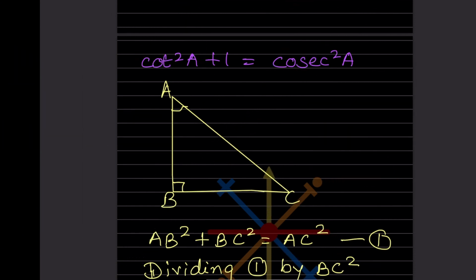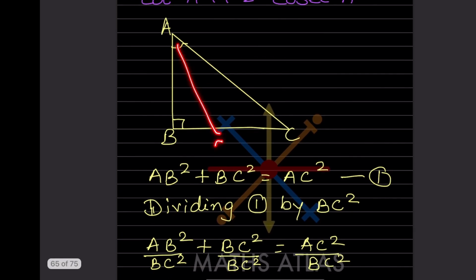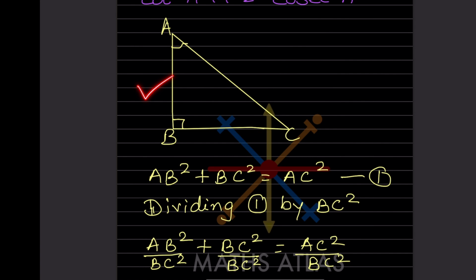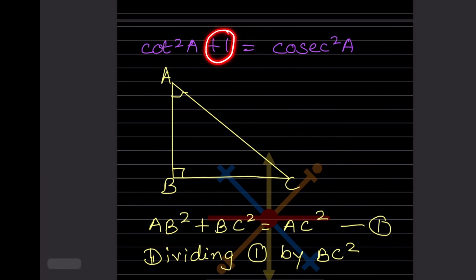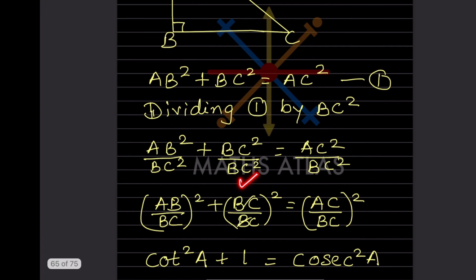Now let us see cot square A plus 1 is equal to cosec square A. We are going to derive this one. So what will we do here? We know this is the opposite side, this is the adjacent side and this will be the hypotenuse. So AB square plus BC square is equal to AC square. This is our equation number 1. Now what do we want here? We want 1 over here, so that means here should be 1. So we are going to divide by BC square, which means all of this should be divided by BC square.